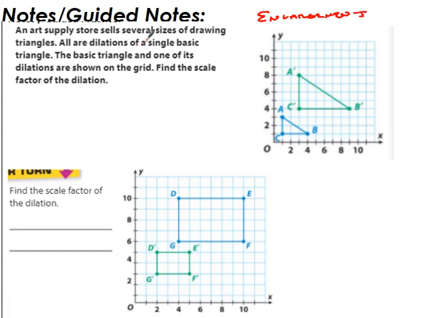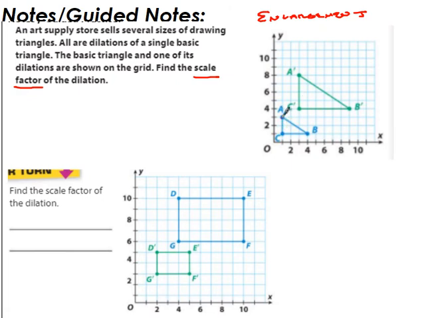Now, what we want to do is figure out what the scale factor was. What was the scale factor to go from here to here? Now, there's a couple ways to do this. We're going to look at the one way that is surefire, will work every single time. What we can do is look at the side lengths of the triangle.